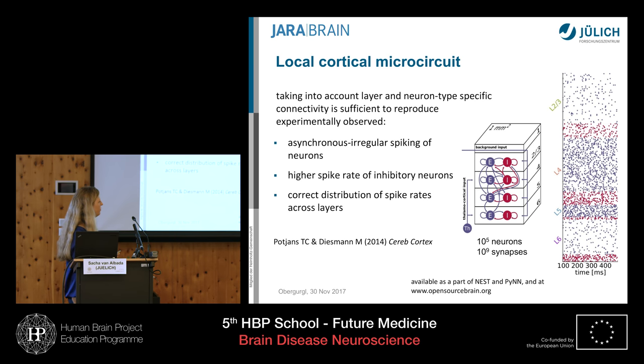It predicts a higher activity in the inhibitory populations than in the excitatory ones. So inhibitory spikes are here shown in red and the excitatory ones in blue. And this despite them having the same intrinsic properties. So that means that it's due to the connectivity that the inhibitory neurons spike faster. And the low firing rates in layer 2-3 and the highest firing rates in layer 5. This model has already been taken up by several groups and it's publicly available.